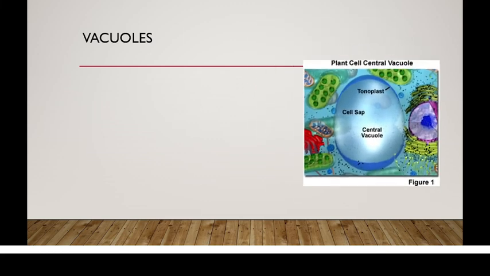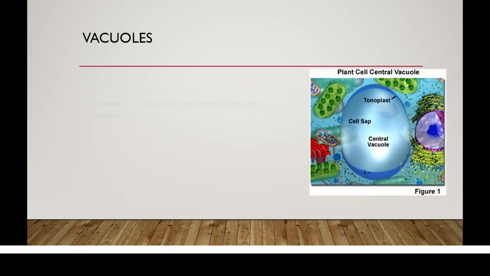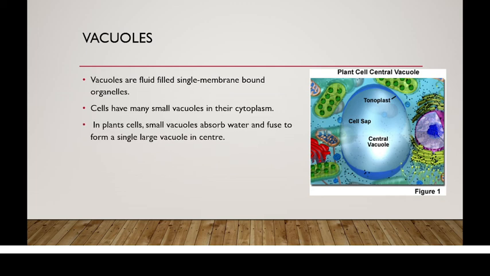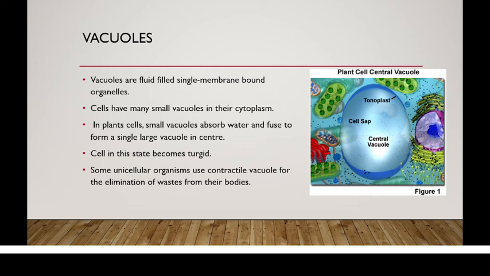What are vacuoles? Here in the diagram you can see that these vacuoles are fluid filled single membrane bounded organelles, and animal cells have many small vacuoles in their cytoplasm, but in case of plants all these small vacuoles can fuse together to form a single vacuole which is present in the center. What is the major function? It provides turgidity to the cell, and some unicellular organisms use contractile vacuoles for elimination of wastes from their body.